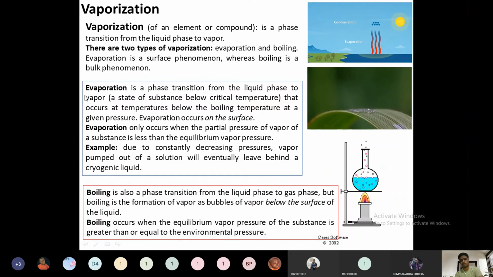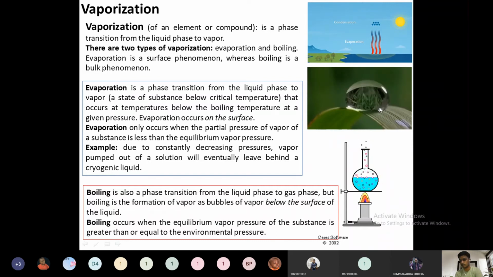So evaporation is a phase transition from the liquid phase to the vapor phase. We can differentiate what is vapor and what is gas. The vapors which are above the critical temperature are called a gas. The vapors which are below the critical temperature are called pure vapors. Okay, evaporation refers only to the vapor, not the gas. Evaporation is the phase transition from the liquid phase to the vapor phase that occurs at temperatures below the boiling temperature at a given pressure.